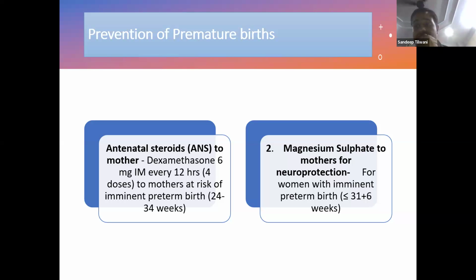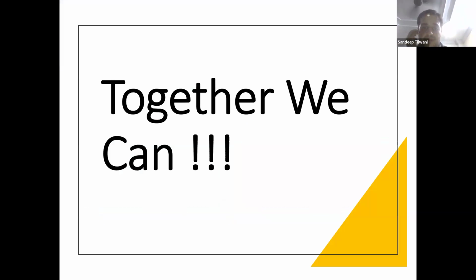If at all it cannot be prevented, there are certain interventions which can be done to improve the outcome of these babies, such as antenatal steroids or magnesium sulfate for neuroprotection. So we should try to do all these things to improve the outcome. Together we all can provide good care for low birth weight babies, and we can ensure proper survival and good outcome for these babies.